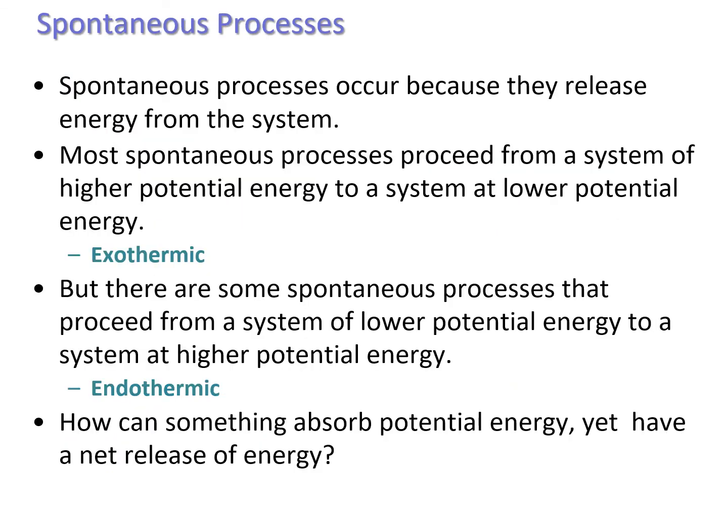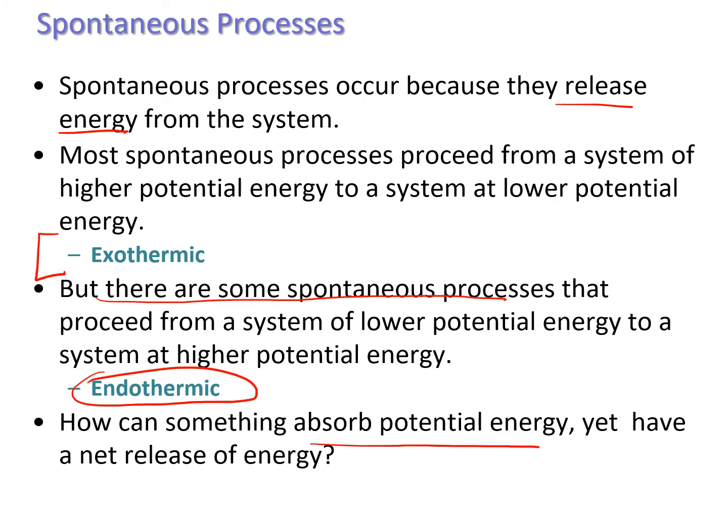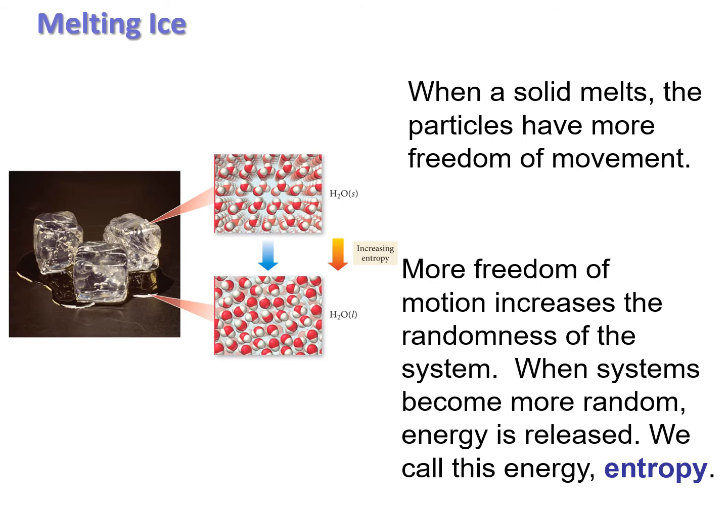So overall, we said that spontaneous processes release energy, right? Which, if we go back to the definitions we've learned about previously, this would mean that it's exothermic. But there are some spontaneous processes that are endothermic. So how can these spontaneous processes that absorb energy have an overall net release of energy to make them spontaneous? So this actually has to do with something called entropy. So this is a new term that we are learning. Entropy has to do with randomness.